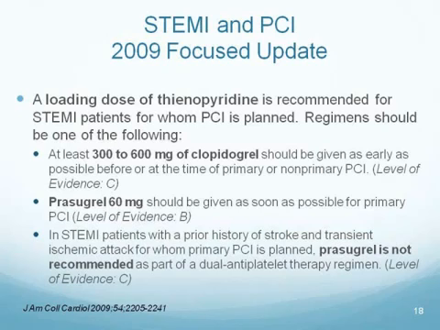And the guidelines are that patients should receive a loading dose of a thienopyridine, and the recommendations are either 300 to 600 milligrams of clopidogrel or 60 milligrams of prasugrel. And they do make a note, and we'll discuss this a little bit later, but if a patient has a history of stroke or a TIA, then prasugrel is not recommended.